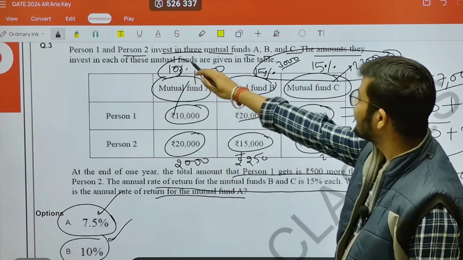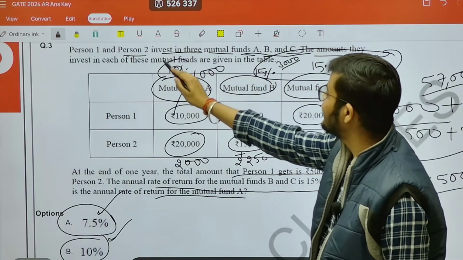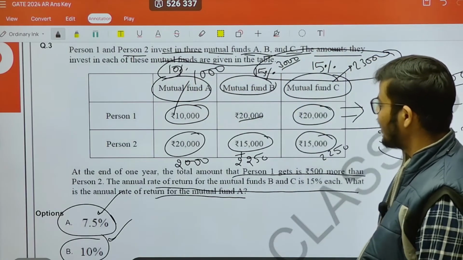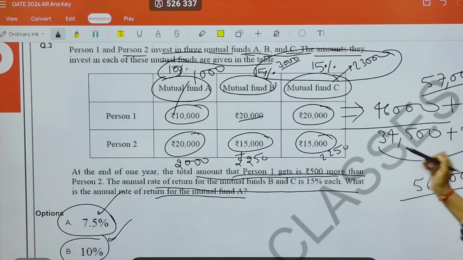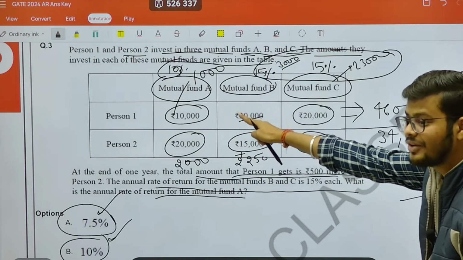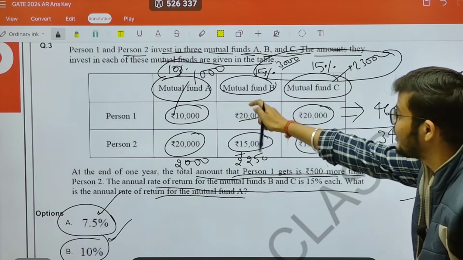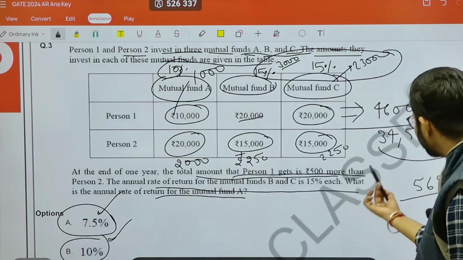It says person 1 and person 2 invest in 3 mutual funds A, B and C. The amount they invest in each of these mutual funds is given in the table. At the end of 1 year, the total amount person 1 gets is 500 more than the second one. Now if mutual fund A, the annual interest rate that they are going to get at the end of the year, we are assuming it to be 10%. That is given in option B. So it is satisfying the condition.